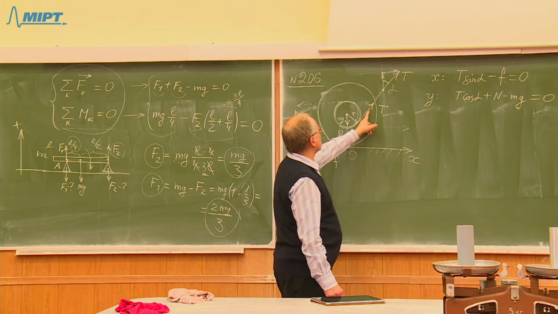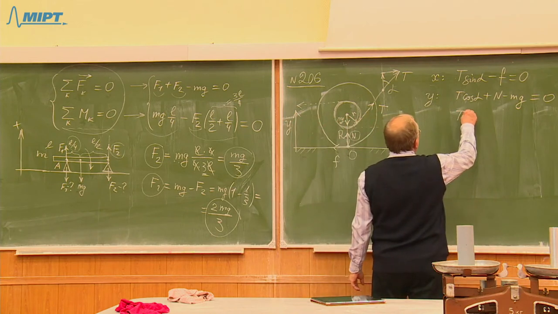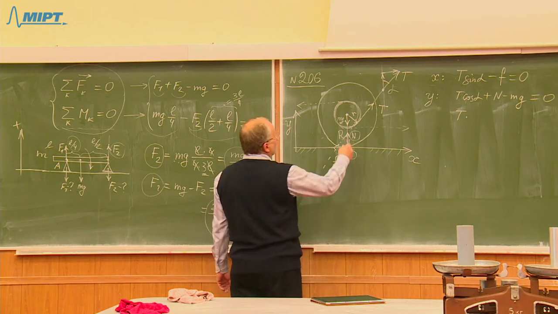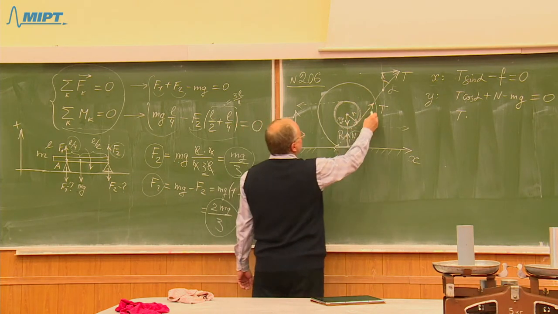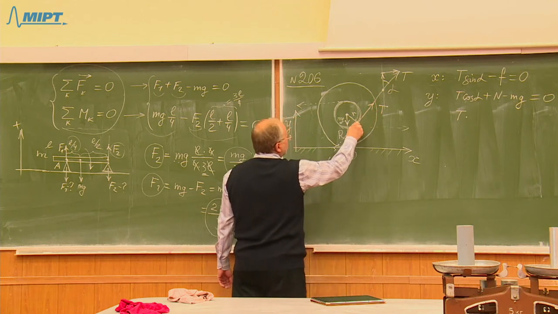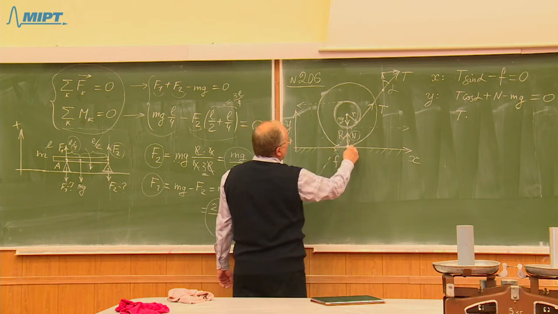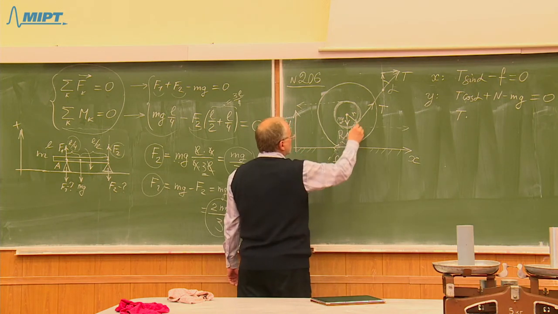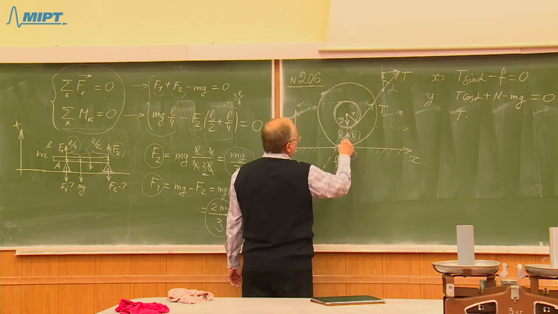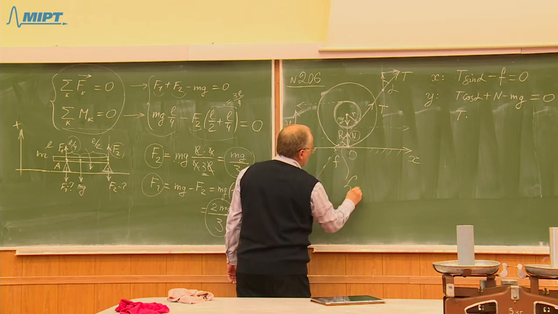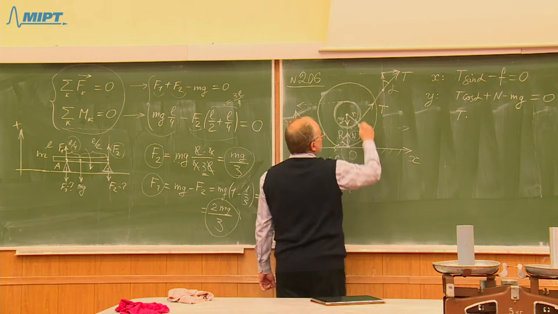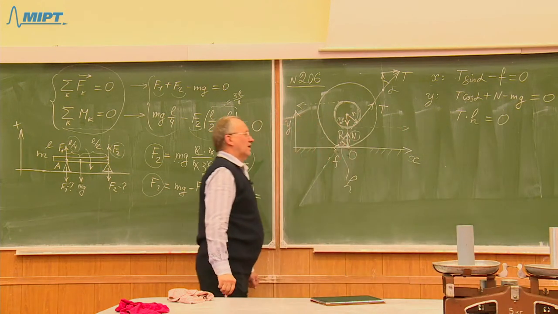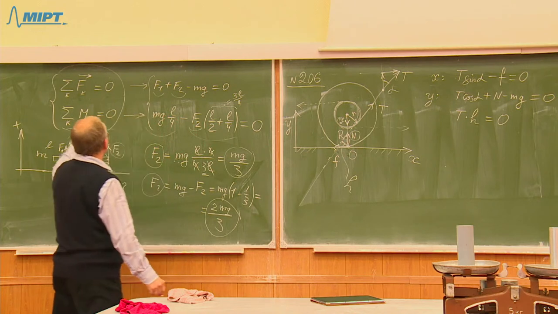So the only force remaining will be the force T multiplied by its arm. And where is the arm of this force? In order to find the arm of the force T, we must consider the line of action of this force. And the arm of the force will be the shortest distance between the axis of rotation and the line of force action. So this section H will be the arm of the force T. And we obtain TH must be equal to zero. Such is the equation of torques.